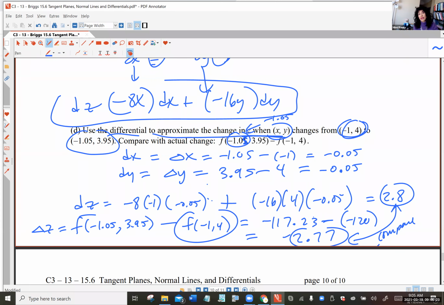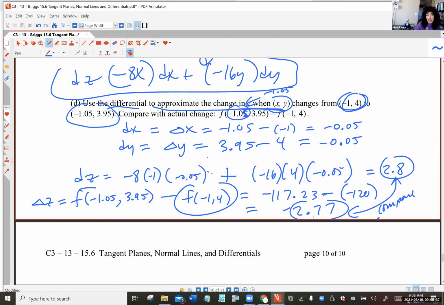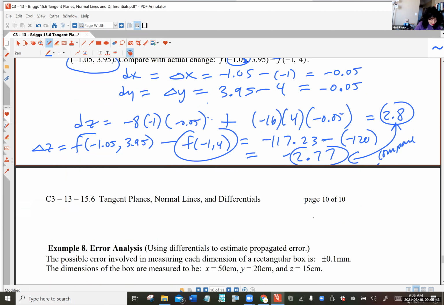Not a bad approximation. Now, why would you do any of this? Well, sometimes you don't have access to the actual function. You only have access to changes over, say, a period of time. And so you can say, well, the approximation is pretty good. So you're good to go.